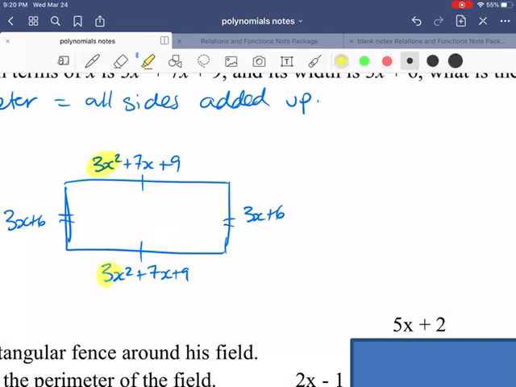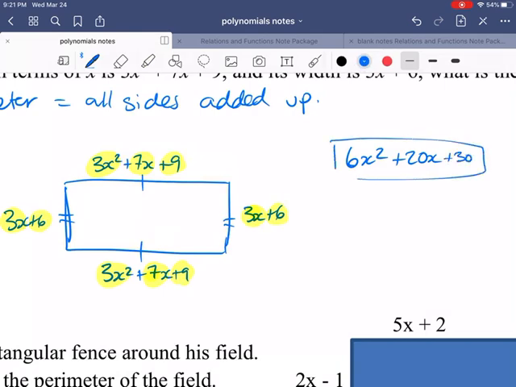So 3x squared plus 3x squared, now we're at 6, and there's no other x squareds. So 6x squared. Now let's go to just the x values. So 7x is 14, plus 3 more is 17, plus 3 more is 20x. And the last one, 9 plus 9 is 18, 18 plus 6 more is 24, and 24 plus that last 6 is 30. So that would be the perimeter.